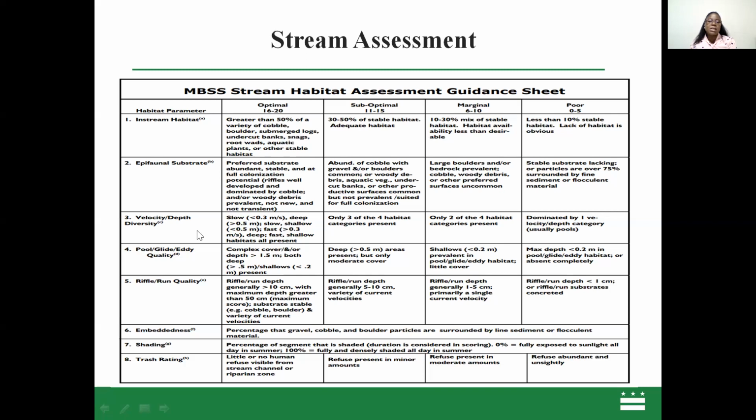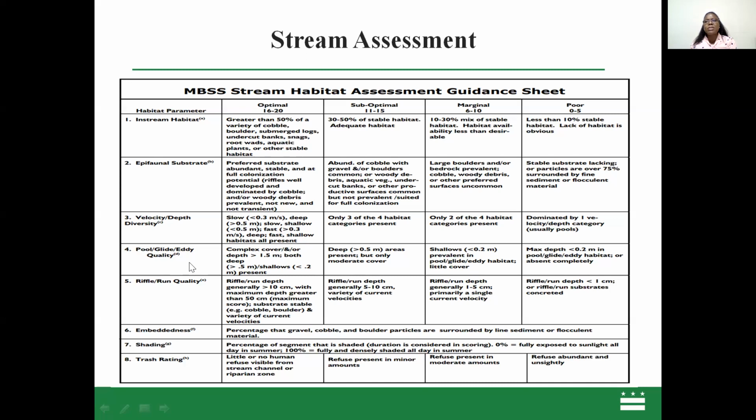The third parameter is the velocity depth diversity. For the velocity depth diversity, we rate it based on the variety of velocity depth regions present at the site or at the stream. For example, do we see slow to shallow? Do we see slow to deep, fast to shallow, and fast to deep? So whatever we see there, based on what we have on this sheet, we rate it and we give it a number.